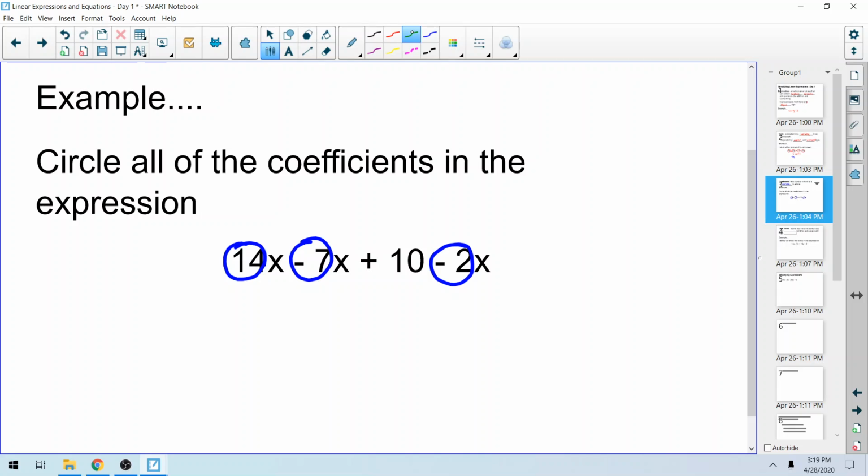Now 10, he's not in front of a variable. So 10 is actually called our constant. Okay, so if it's not in front of a variable, we call it a constant. It gets a special name. But the 14, the negative 7, the negative 2, those are all coefficients.